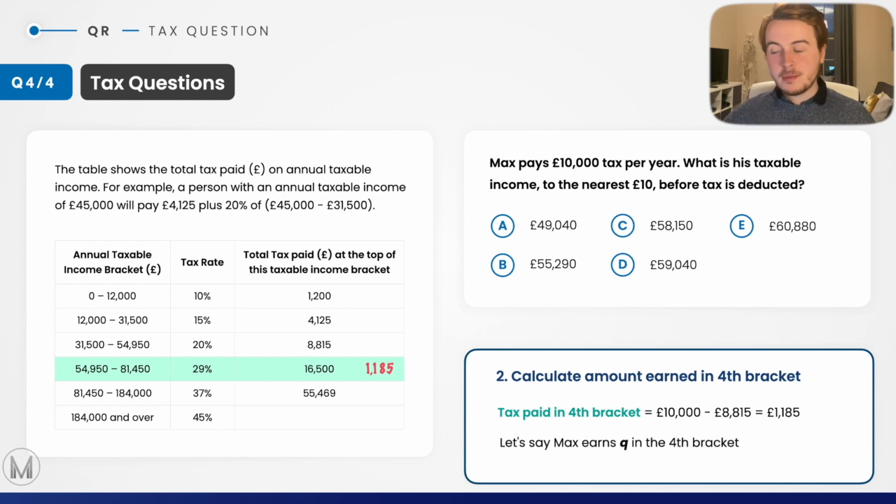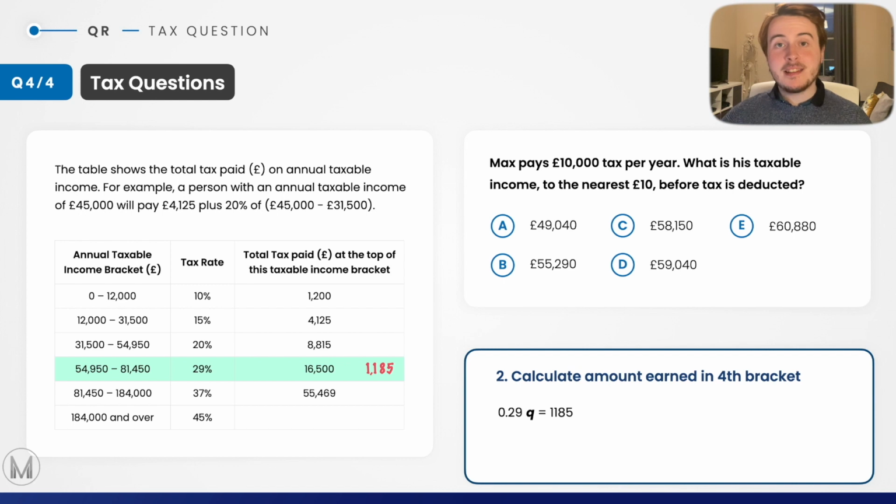So we're going to do similar to what we did before, which is to say that the income, which we're just going to call Q in this case, times that 0.29, so that 29%, is going to be equal to the tax that he has in that bracket, so that 1,185. So rearrange that and we're going to get Q is equal to 4,086. So that's the amount that he earns that is within that fourth tax bracket.